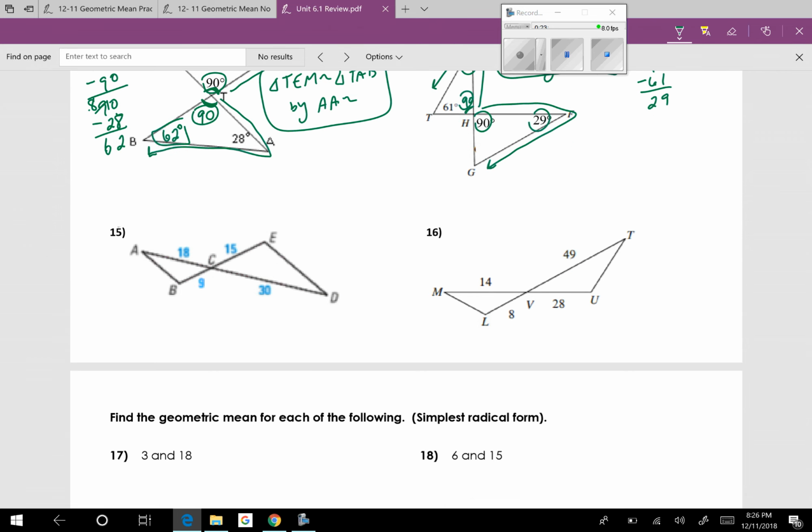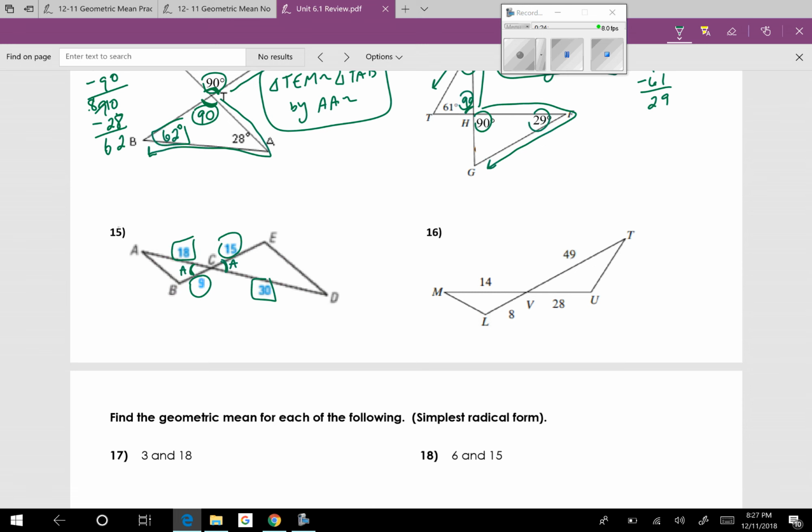Okay, number 15. So this one, we have two sides, so we're going to use that. And so now we have these vertical angles. So we have angles, okay? And then now we're going to see if our sides are proportional. So since we have sides and angles, we're going to see if we can do side, angle, side. So now you look at the ones here. Your smaller one on this triangle here is going to match up with the smaller one on the other triangle. So 9 matches with 15, and 18 matches with 30.